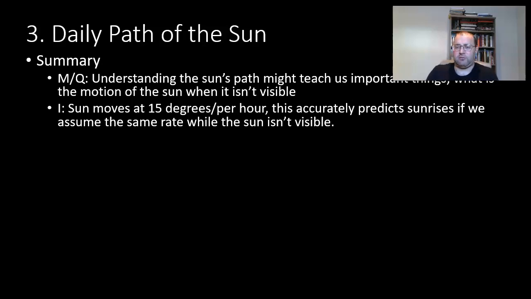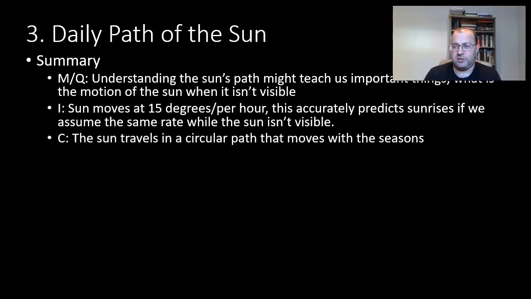Now, the investigation roughly went like this. While it's visible, we can see that the sun moves at around 15 degrees per hour, and if we assume that's exactly what it's doing, such that its path makes a circle, then this will accurately predict the sunrises. So if we assume it proceeds on that circular path at the same rate while the sun isn't visible. So the conclusion then is that the sun travels in a circular path, and this circular path changes a little bit with the seasons. So that was my understanding of that one.